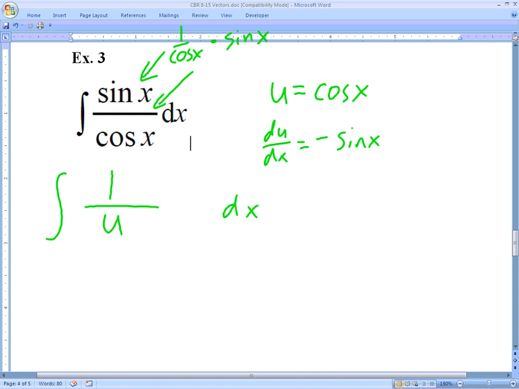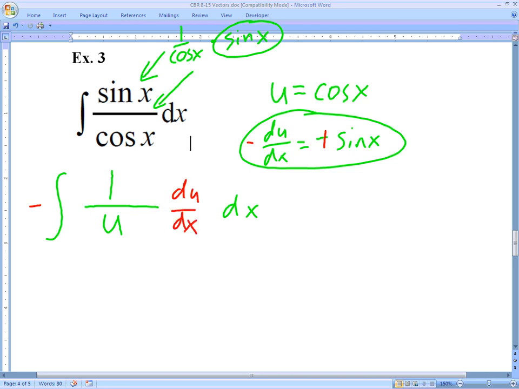So we still need to get rid of this sine of x. But we know that negative sine of x equals du/dx. So I could just multiply both sides by a negative, which would make a positive sine x equal negative du/dx. So I'm going to bring that negative out front, and I'm going to put my du/dx right here. And again, that's all replacing sine of x, negative du/dx. These cancel out, and now I have negative the integral of 1 over u du. If you want me to rewrite that, it would look like such.